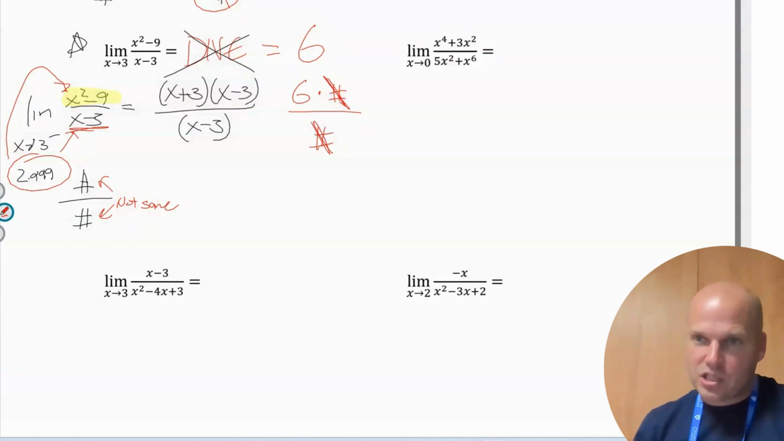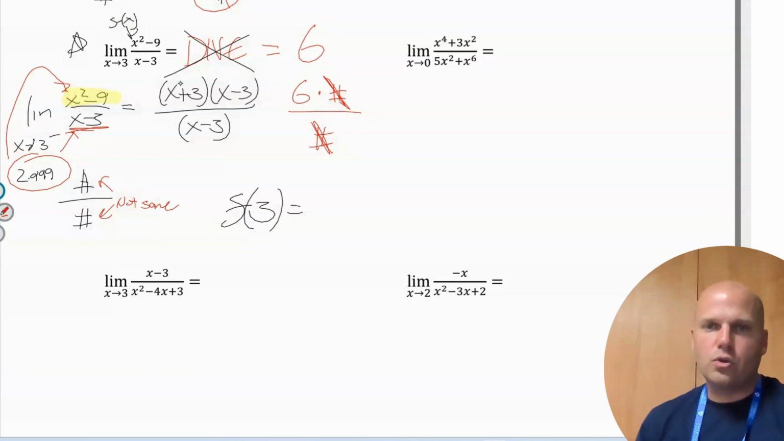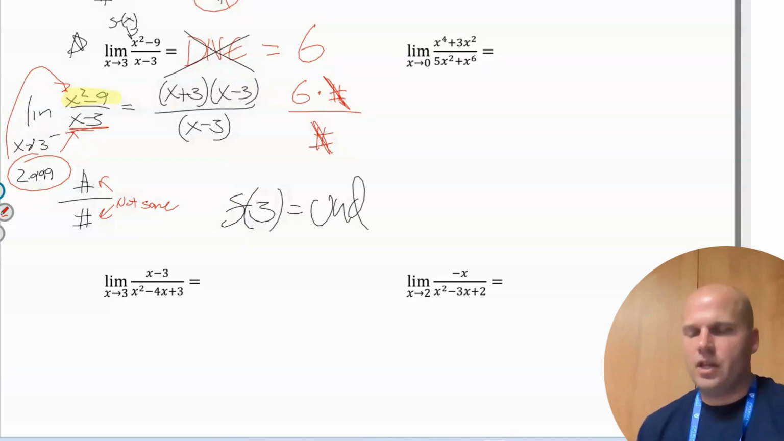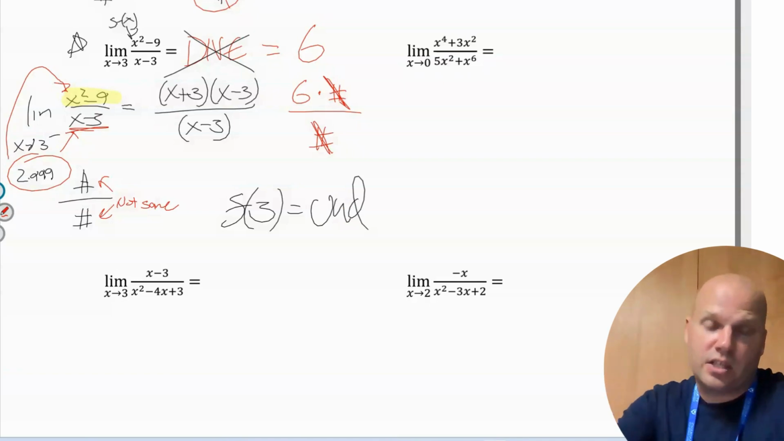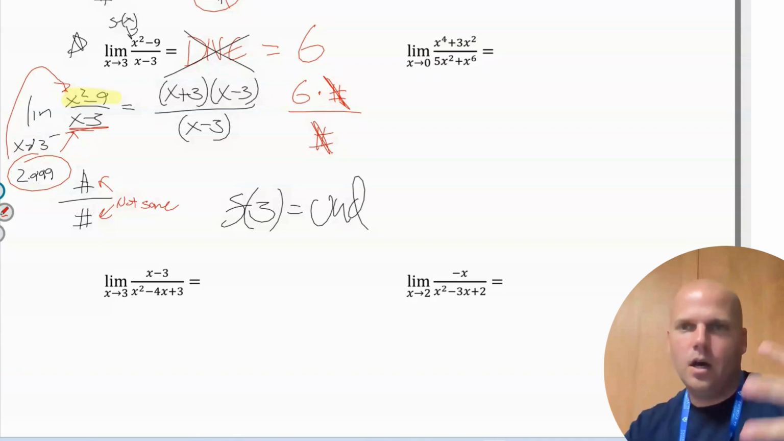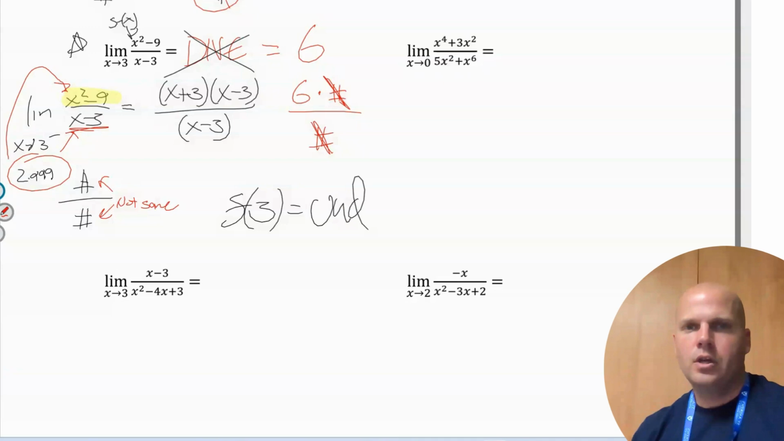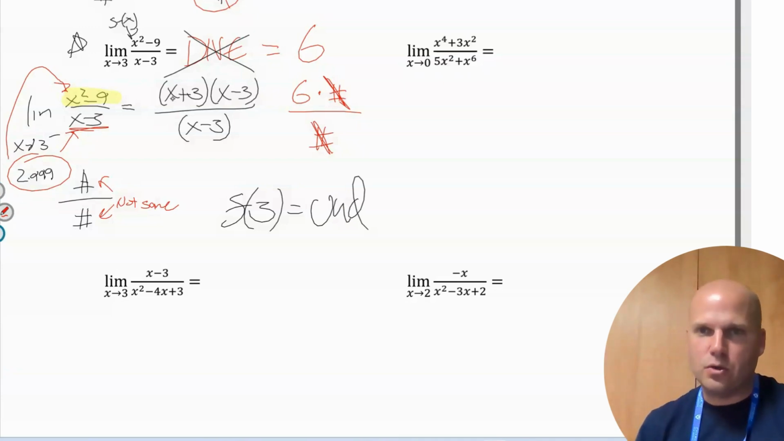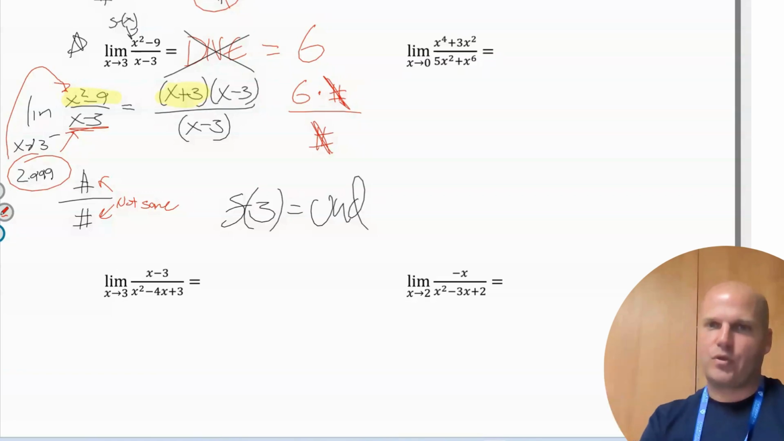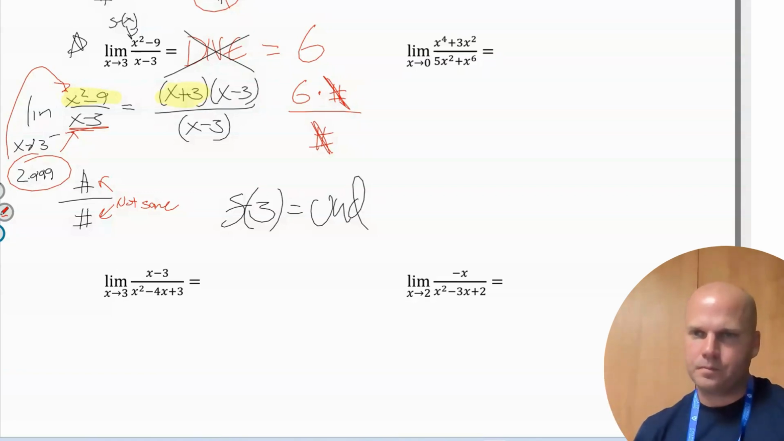You do that on the right, you do that on the left, you get the same thing. Now, if this is like f of x, if I asked you what is f of 3, what would you say? Undefined. There's no function value at 3. However, we are approaching 6. This is the reasoning why holes are holes, because you will be approaching a value. You will essentially be using x plus 3 everywhere except for at 3, where you don't have a function value.